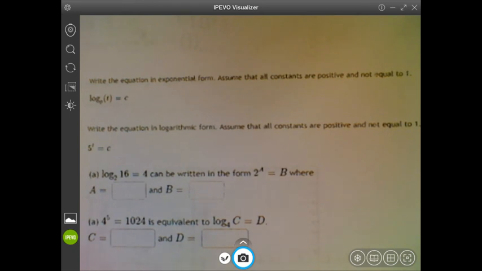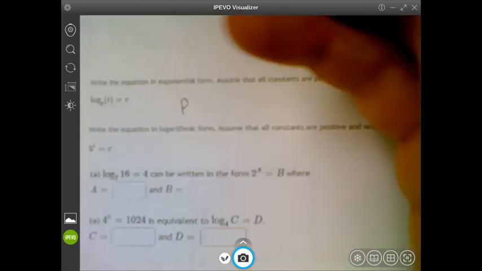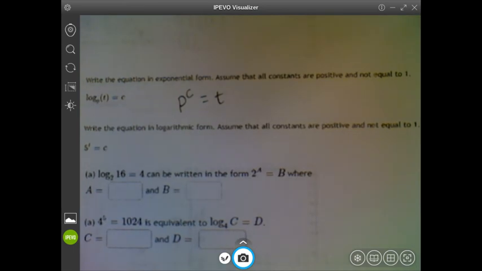So if this is log base P of T equals C, the equation would be base P, because that's the base of your log, to the power of C equals T. Just convert. In this case, you don't have any numbers, you only have variables.